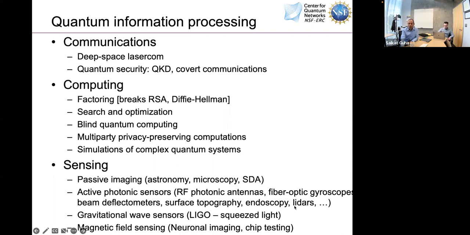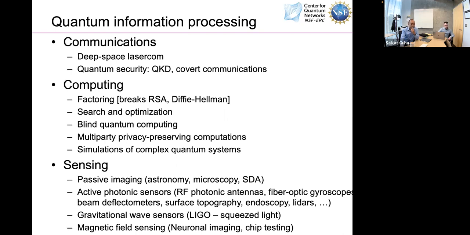We all have heard about LiDARs that are used in self-driving vehicles, but there are also other examples such as atomic force microscopes that are used for surface topography measurements, fiber optical gyroscopes using a laser light going inside a Sagnac interferometer, and so forth.